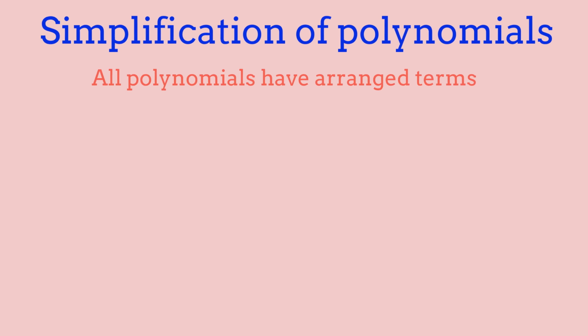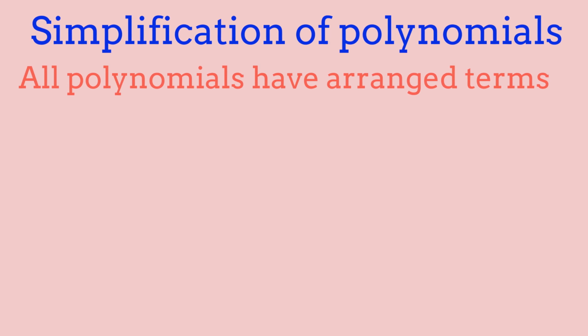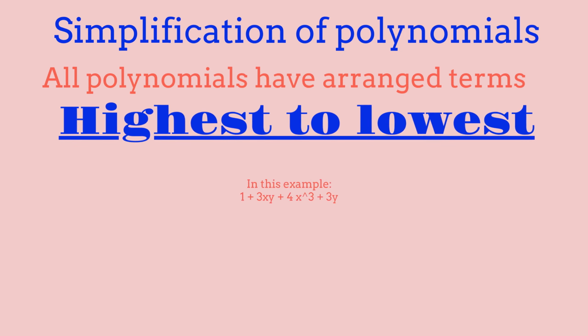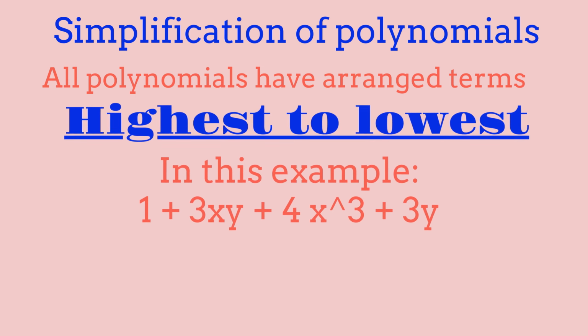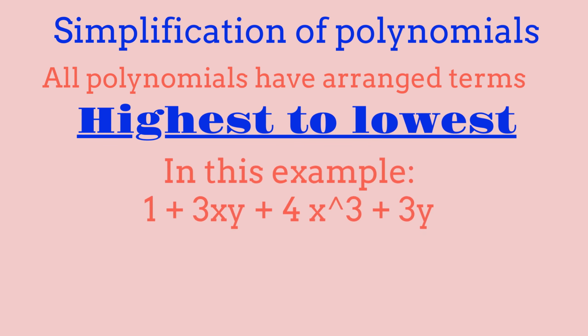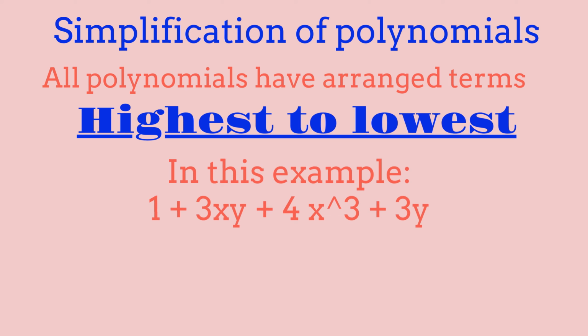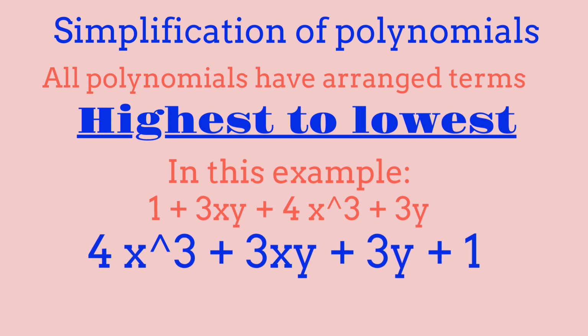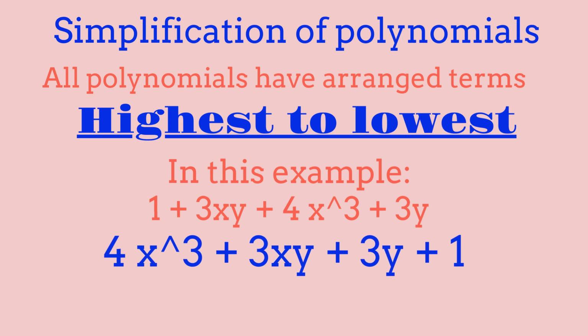All polynomials have arranged terms, and these terms are arranged from highest to lowest degree. Let's take an example. Let's say we have 1 plus 3xy plus 4x to the power of 3 plus 3y. To arrange this from highest to lowest, we first have to look at the degree of each term and then order them from the highest to the least. Let's look at the highest one here, and we can see that it is 4x to the power of 3 because it has the exponent of 3, and that is the highest of all these terms.